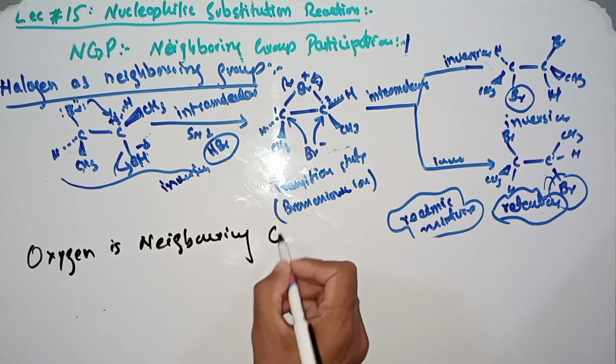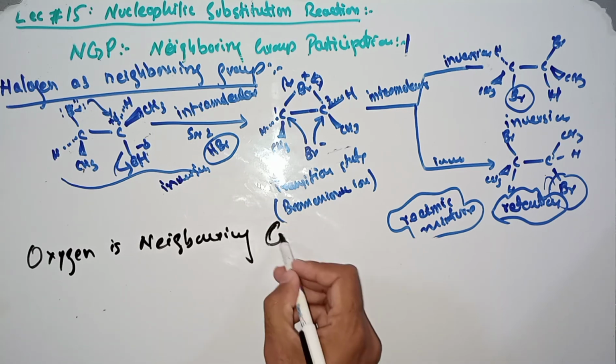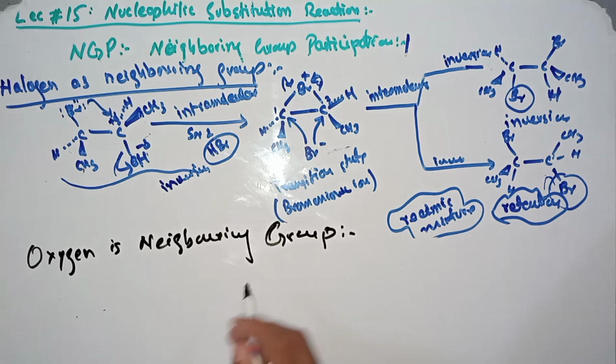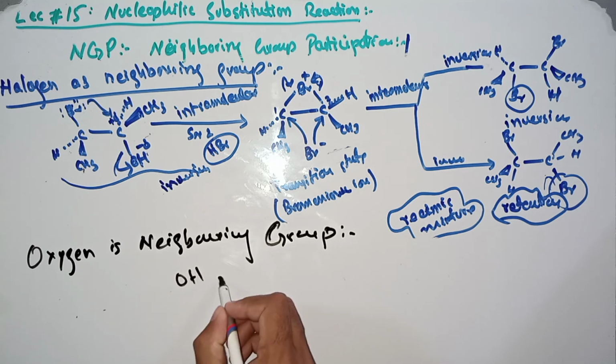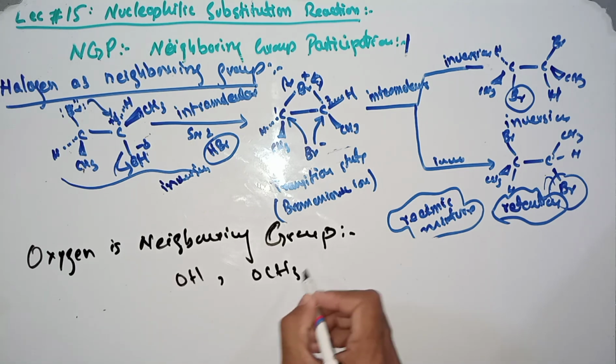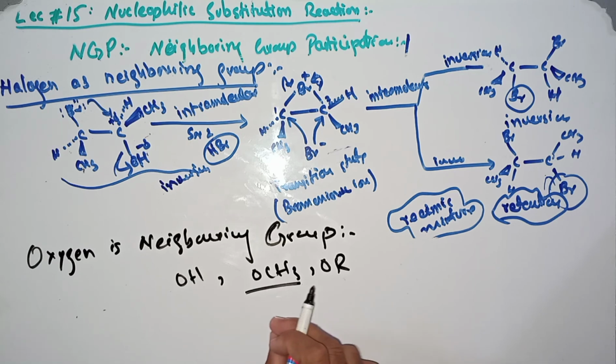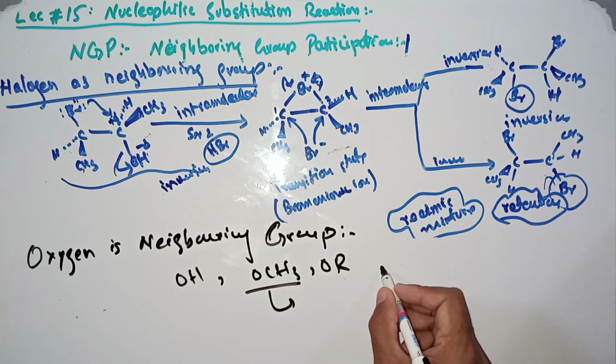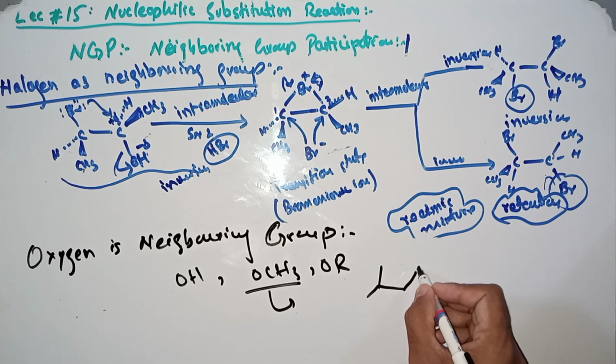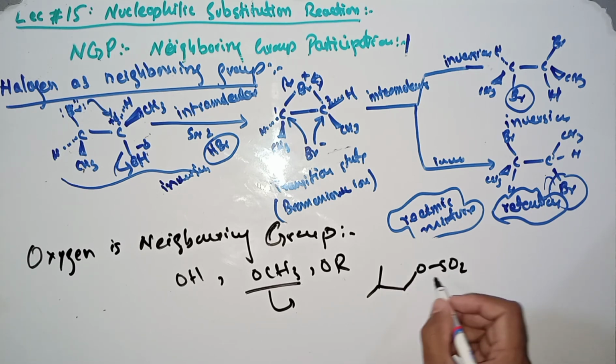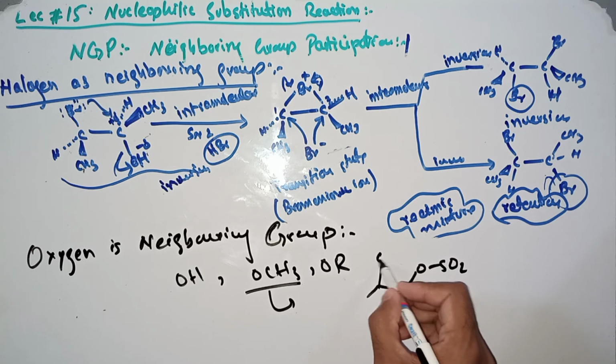What will be the effect when oxygen is used as a neighboring group? Like in the case of the hydroxyl group itself or alkoxide ion, OCH3, or you can say OR, the alkoxide ion may participate as a neighboring group. The methoxy group, for example, can assist a substitution reaction through neighboring group participation. This is the 4-methoxyalkyl sulfonate, in which OCH3 is used.